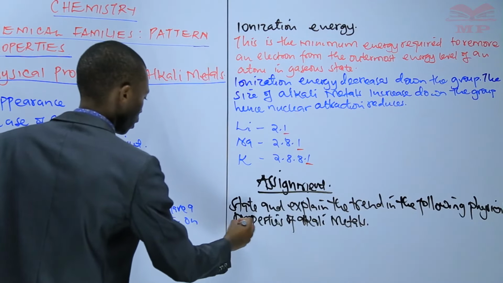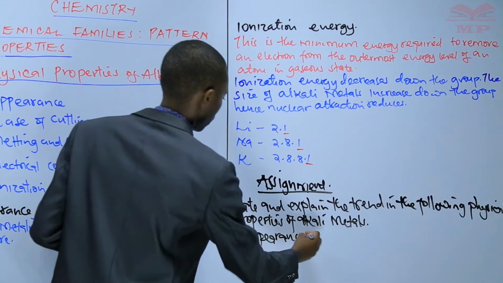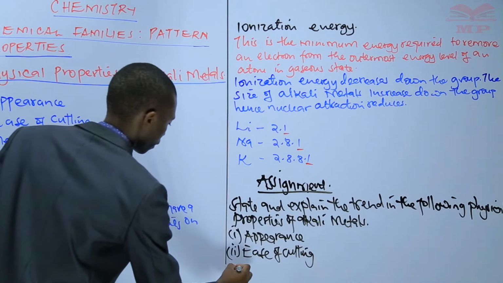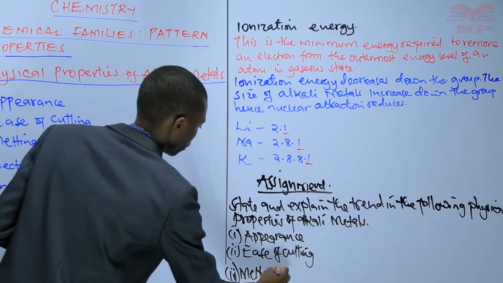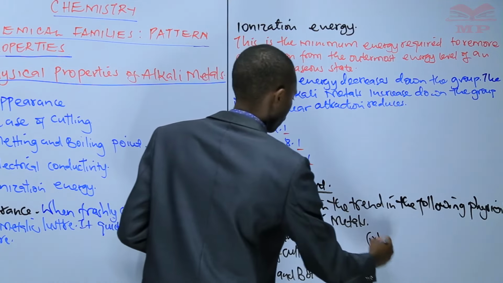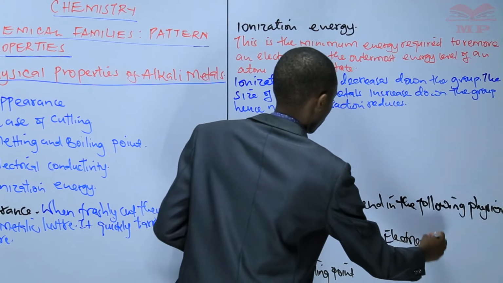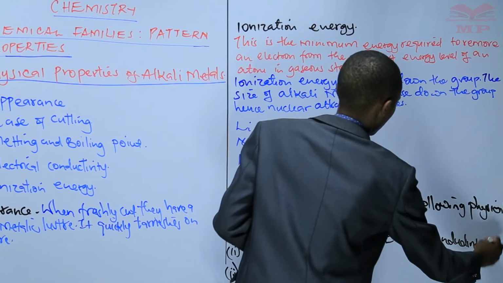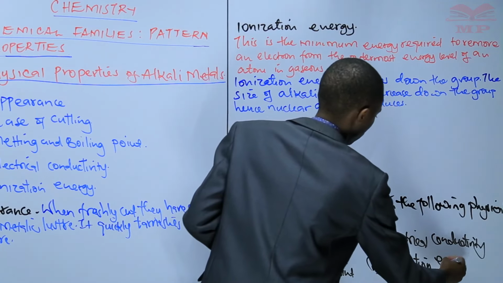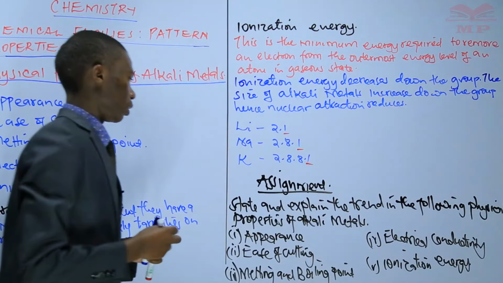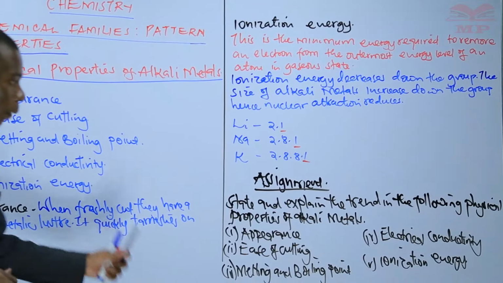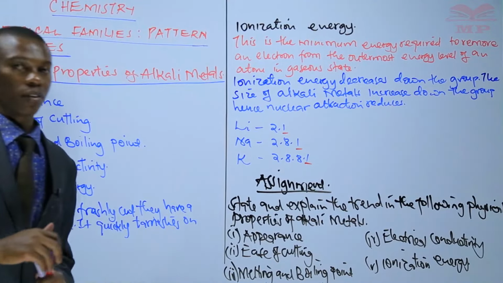So the properties are appearance, ease of cutting, melting and boiling point, electrical conductivity, lastly, ionization energy. So state and explain the trend in the following physical properties of alkali metals: appearance, ease of cutting, melting and boiling points, electrical conductivity, and ionization energy.